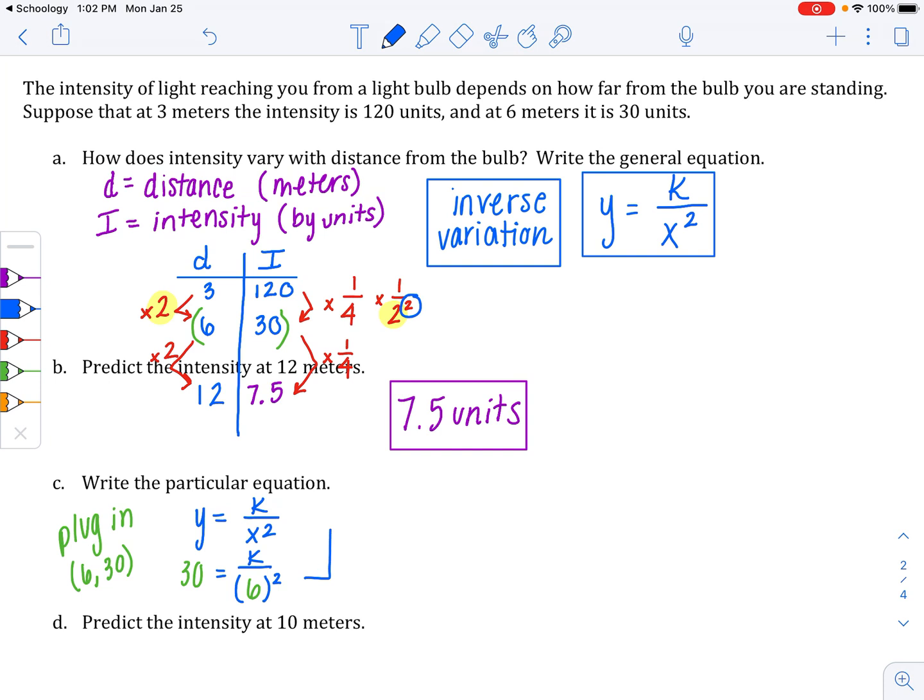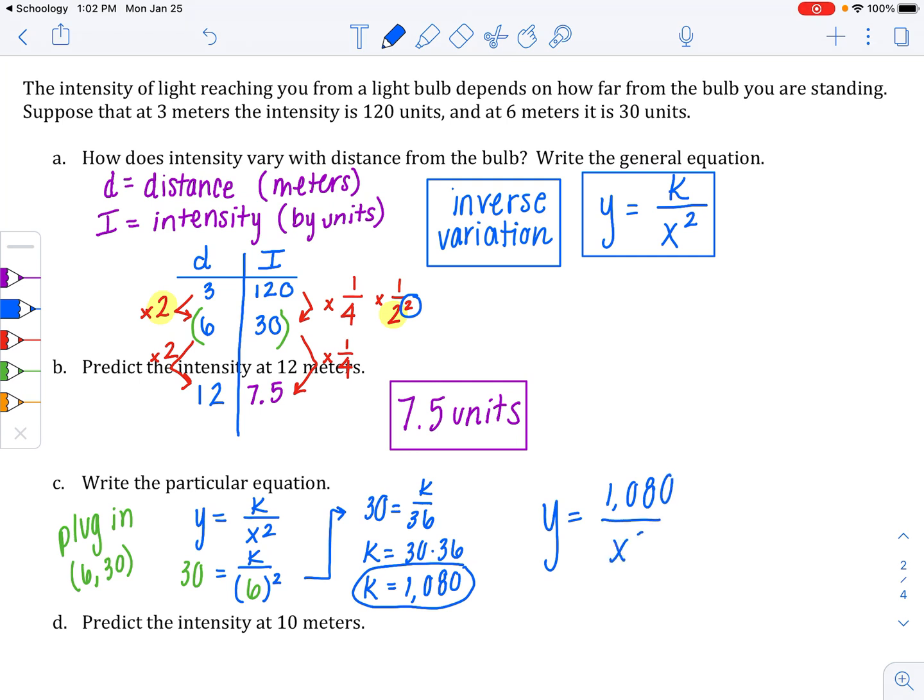So solving for k, we're going to get 30 equals k over 36. So k is going to equal the product of 30 and 36. So little k here is actually 1,080. That's my constant. So I took my general equation, plugged in a point to find the constant to give me now the particular, which means it's y equals 1,080 over x squared, because we're inversely related with the square of x.